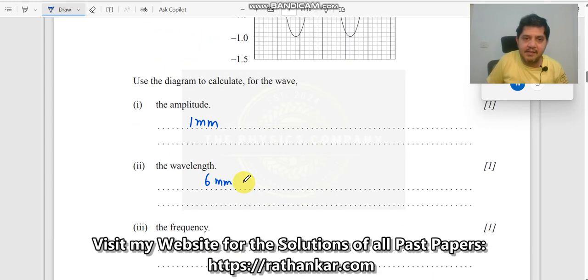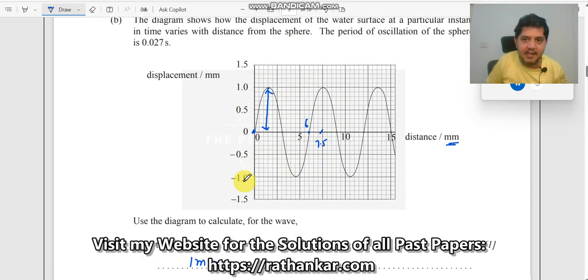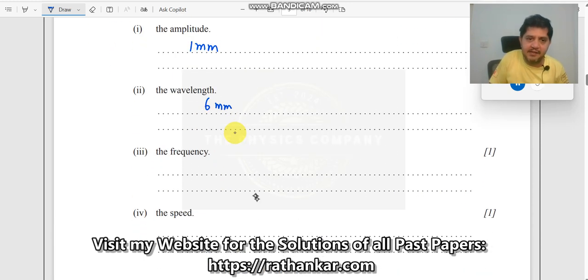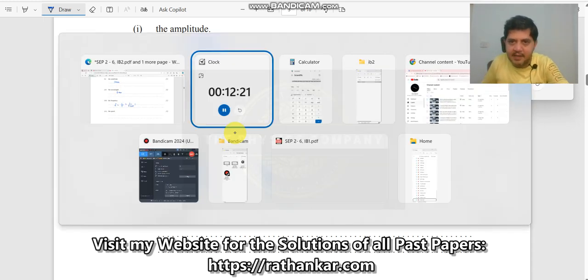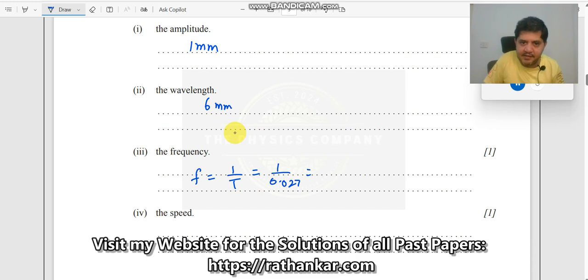Then the frequency. How do you find the frequency? For finding the frequency, you need the time period. Is anything given? It's given: the period of oscillation of the sphere is 0.027 seconds. Now we'll use this to find the frequency. Frequency f is equal to 1 by T, which is 1 by 0.027. When I calculate 1 divided by 0.027, it gives me 37 hertz. The unit is hertz over here. So this should be 37 hertz.